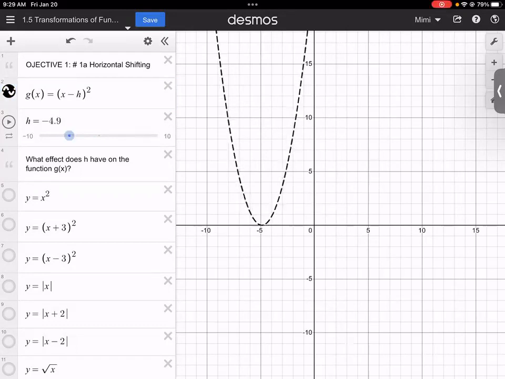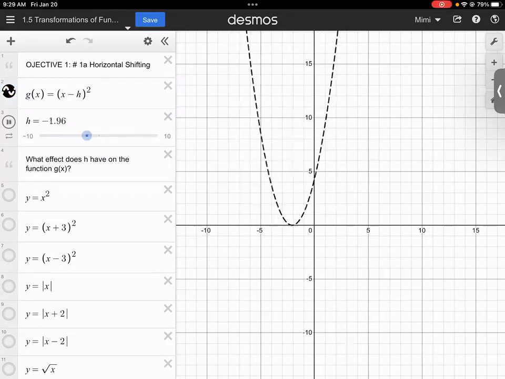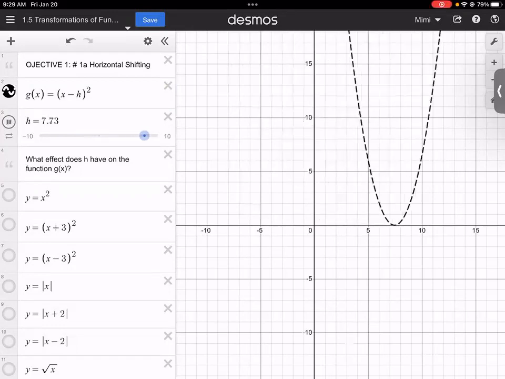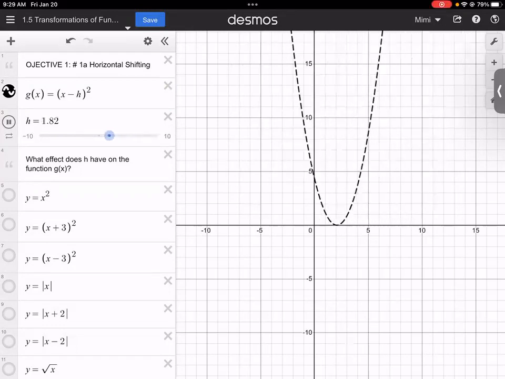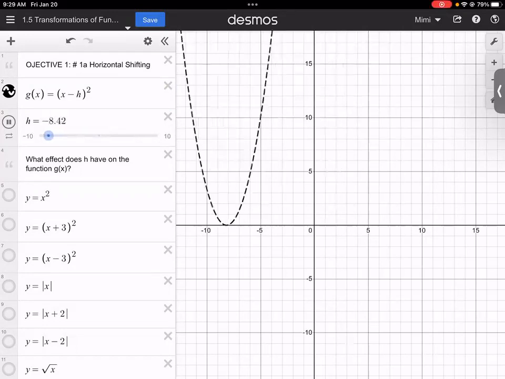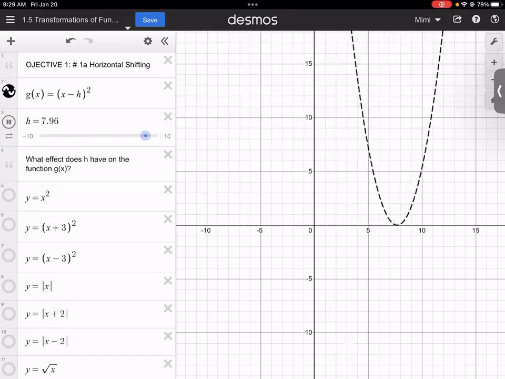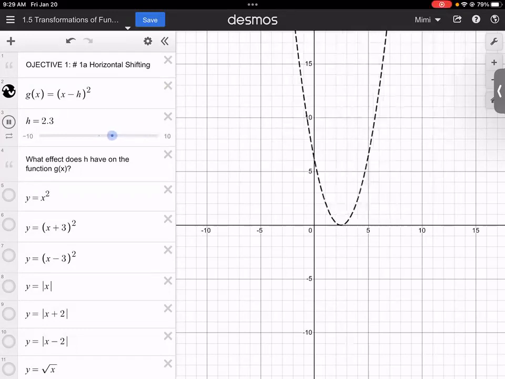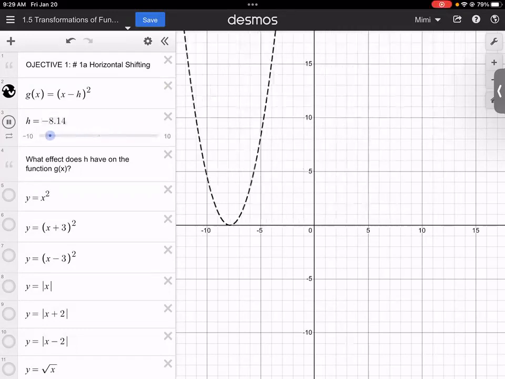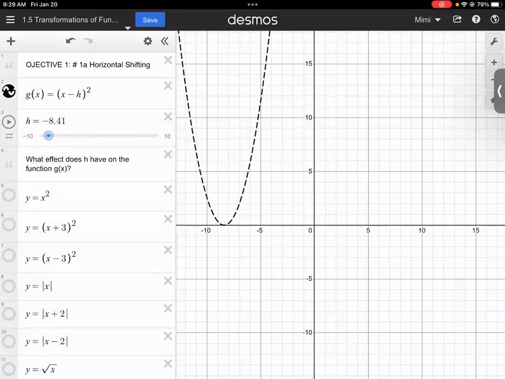So let me ask you a question. Y equals x plus 3 squared. Do you think it's going to shift to the right or shift to the left? We have left, we have right. How many say left? Left, left, right. Quite a few. I'll explain to you why.